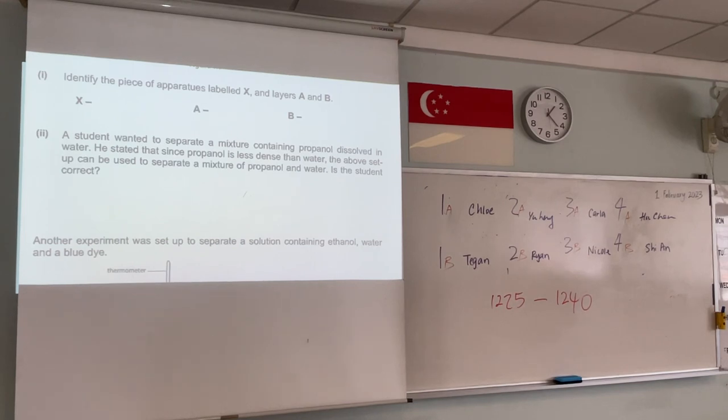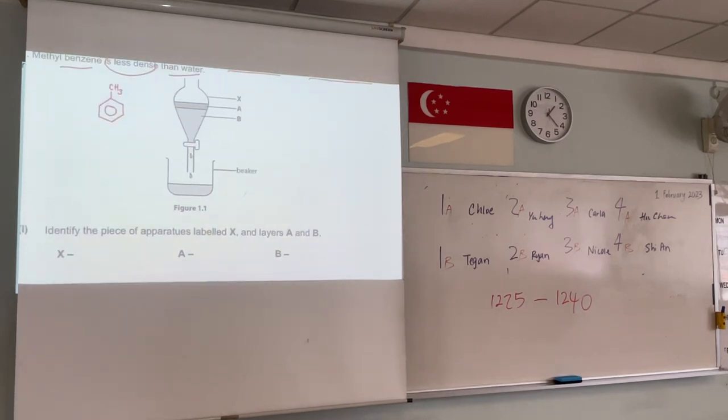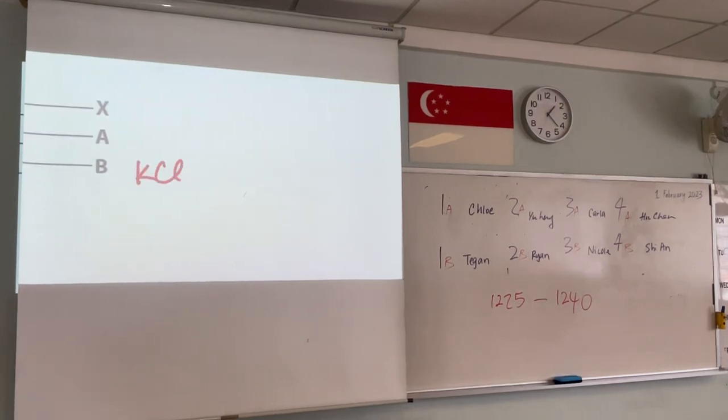I thought you were separating potassium chloride. Sorry, it's potassium chloride and methylbenzene. So, layer B is potassium chloride solution. Now I say water because the base is water.